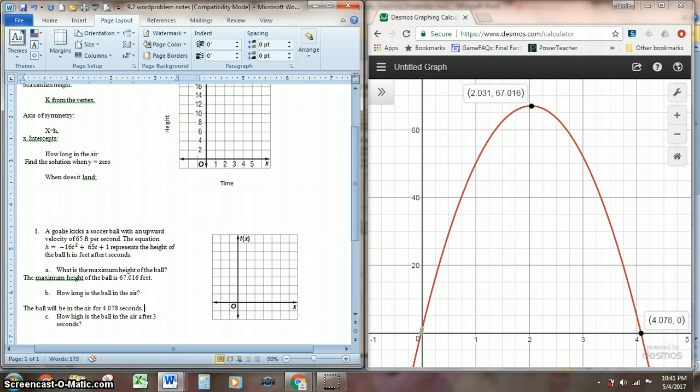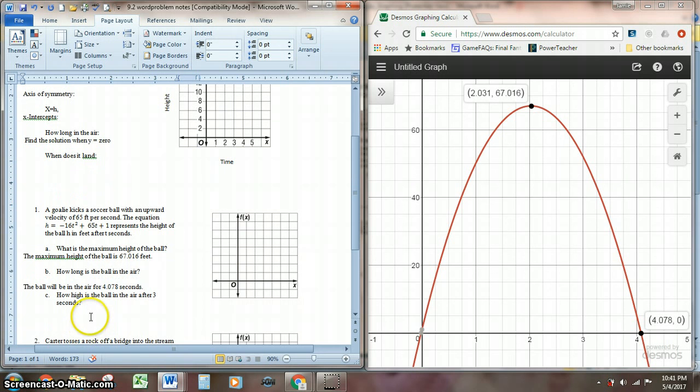Now, the last thing you're going to be asked to do, I know that I mentioned axis of symmetry, but realize axis of symmetry will just be x equals 2.031. The problem that's on the quiz does ask for that, so just be aware of that. That's an option for another question I might ask. But this last one here, how high is the ball in the air after 3 seconds? That was actually pretty easy to find too.